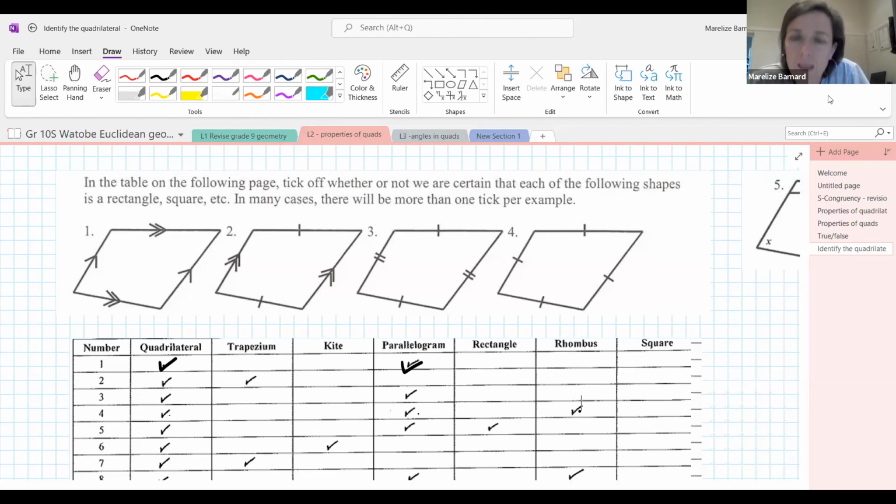Ma'am, for number 2, you said that it is not a rectangle because it doesn't have a right angle. But for number 4, all sides are equal and that makes it a square, but it doesn't have a 90-degree angle. Yes, so that's why it's not a square. We didn't tick that one for number 4. You can only tick rectangle and square if there's a 90-degree angle. Otherwise, the best you can say is that it's a parallelogram or a rhombus for number 4. Okay, ma'am. Thank you.